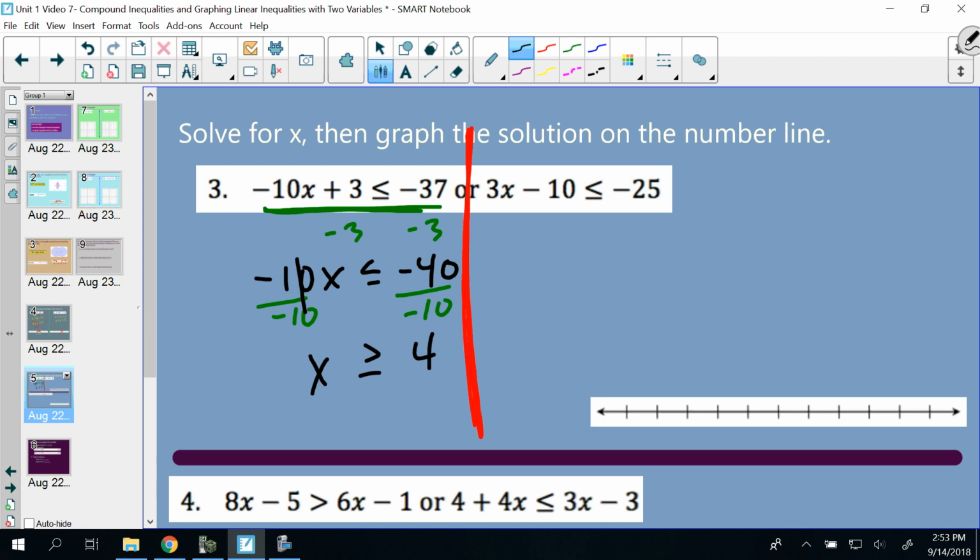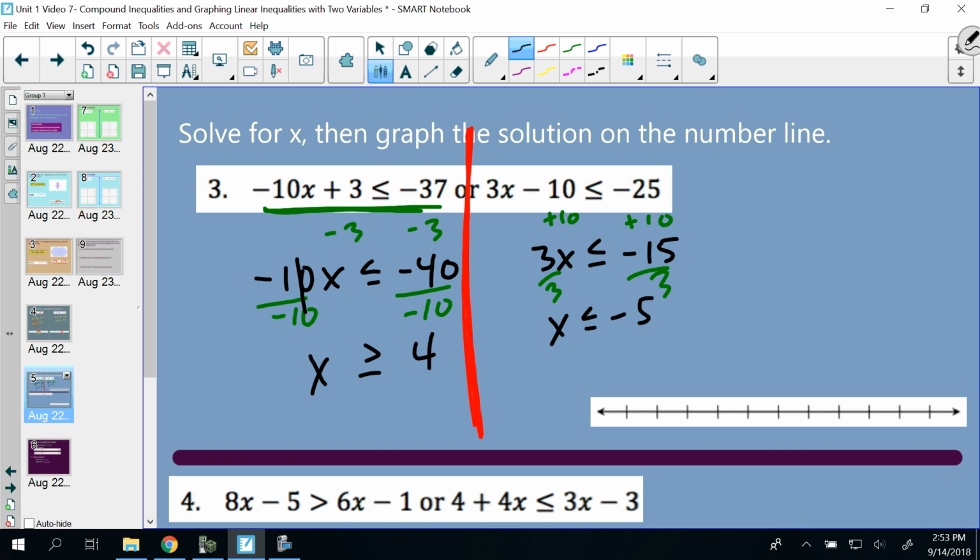Solving the other one, looks like we want a plus 10. It's going to give us 3x is less than or equal to negative 15. Divide by, here we're dividing by a positive 3. Okay, so no need to switch it on this one. X is less than negative 5.